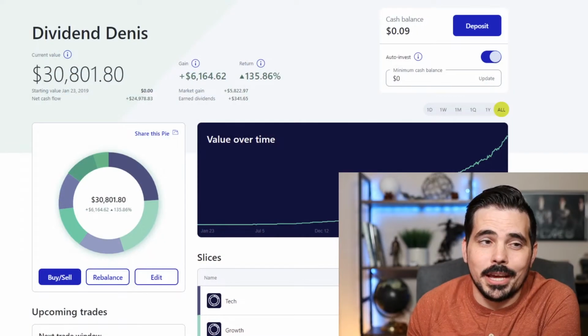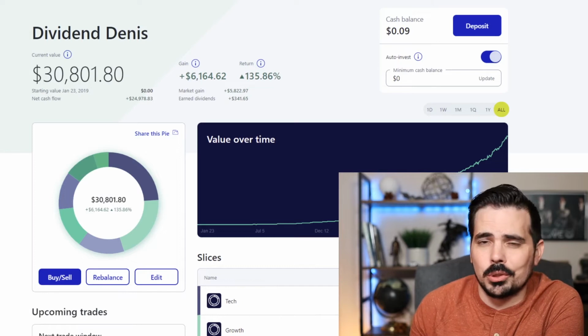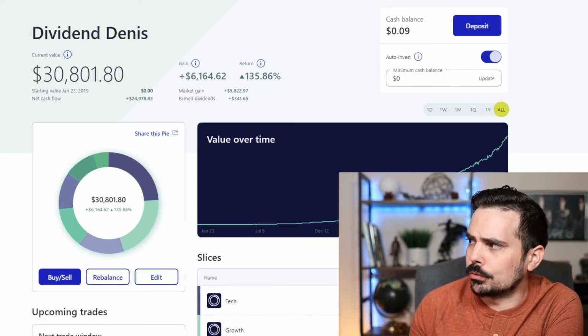So effectively, I'm kind of making my own ETF here on my dividend investing portfolio with M1 Finance, and I'm gonna walk you guys through my actual account, which you can see here on screen. We just switched over to it.